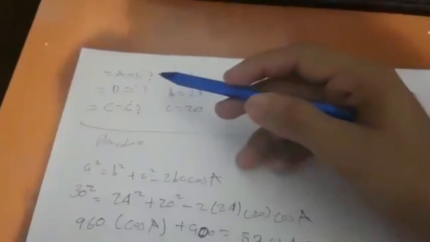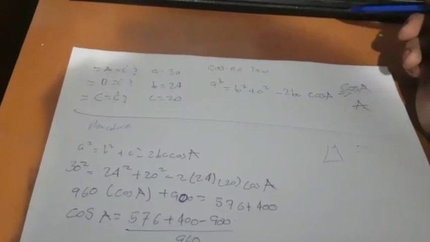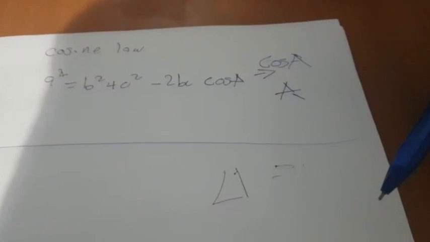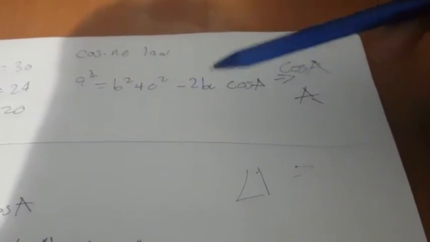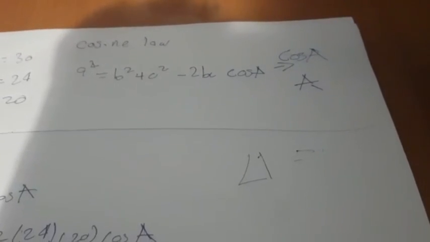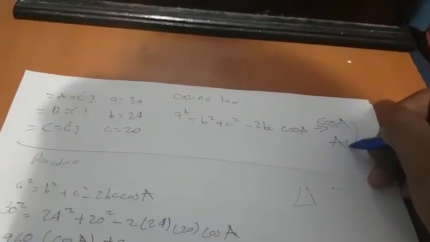We need to find specifically the measures of the angles, right? We have the measures of the sides, so we have to find the angles, and we are going to use the cosine law. It is that a squared is equal to b squared plus c squared minus 2 multiplied by b multiplied by c multiplied by cosine of a, and we're going to solve for the cosine of a to finally find the measure of a. So let's check the procedure.